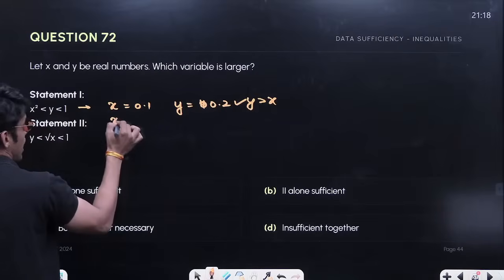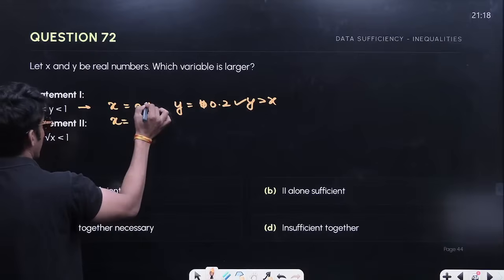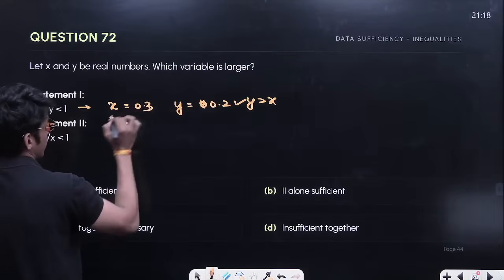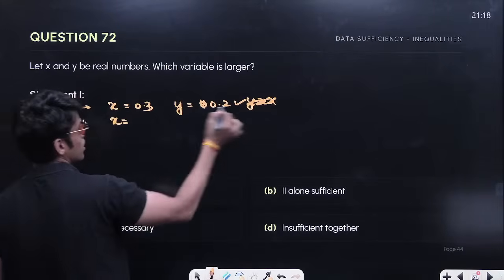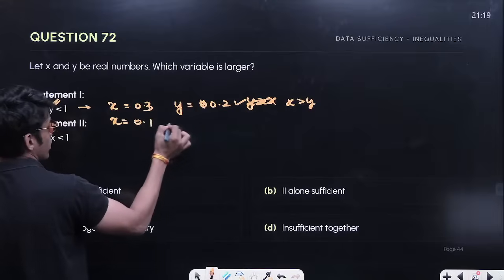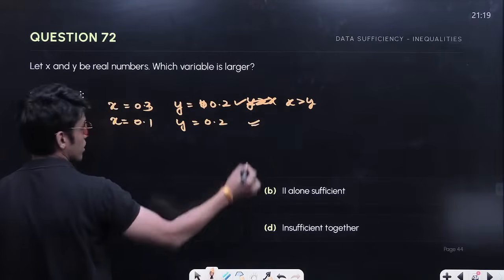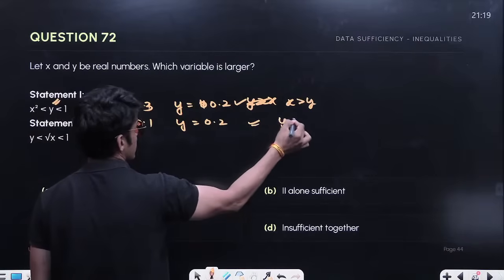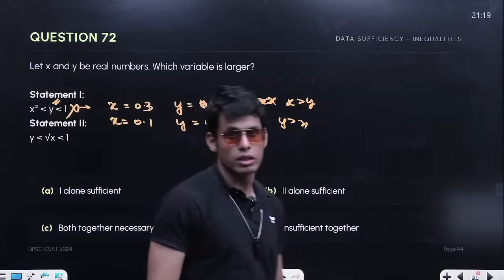If X is, in fact, 0.3, right? Then also this condition will satisfy. So, in this case, X is greater than Y. If X is 0.1, Y is 0.2, then also this is satisfied, right? So, in this case, Y is greater than X. So, we cannot use this, right?